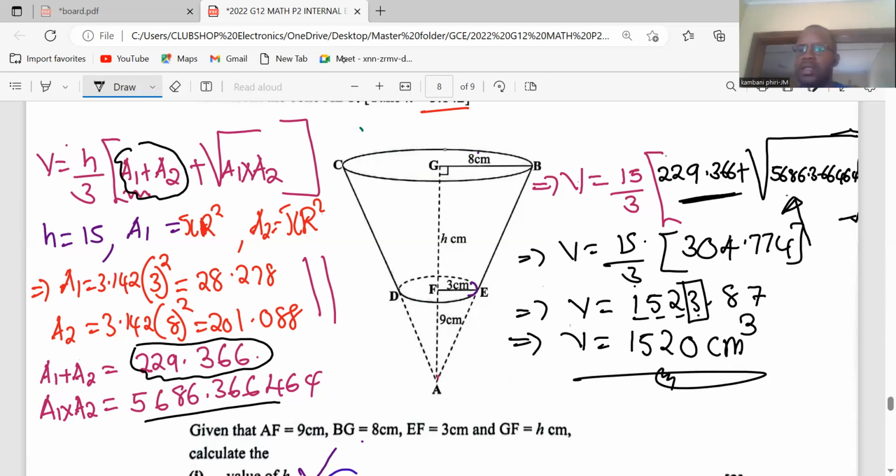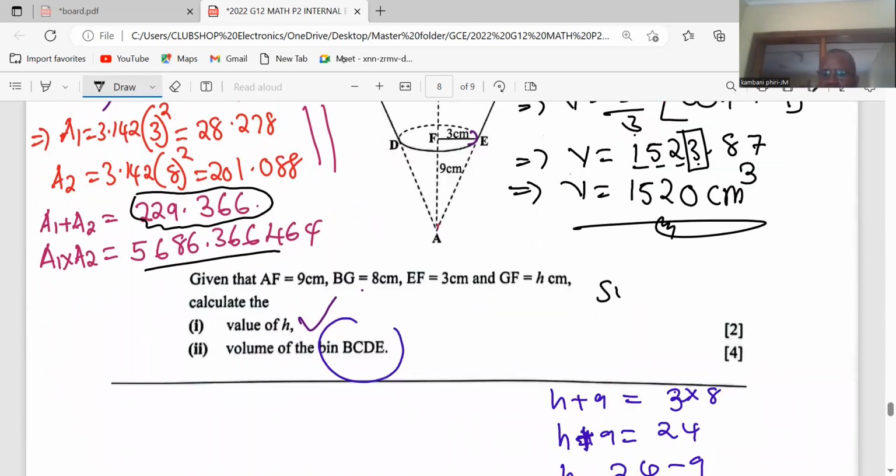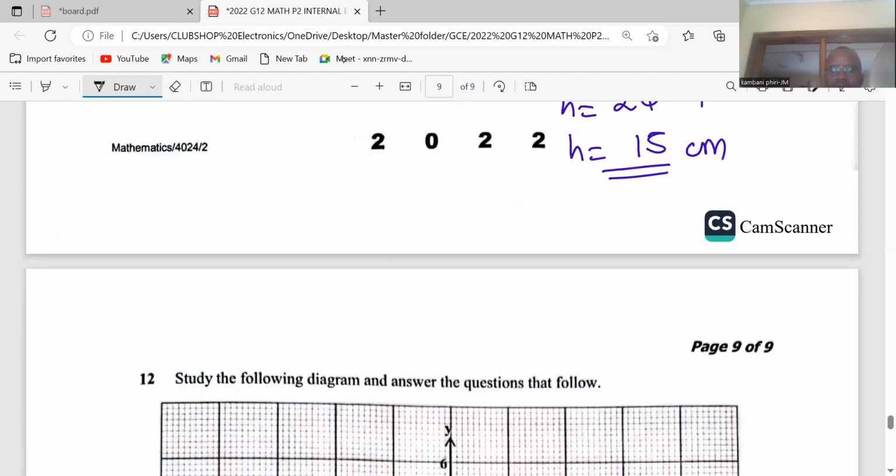Okay, thanks so much. This is where we end for this presentation. I hope I've managed to help you deal with the volume of a frustum. This formula is applicable to any frustum, whether it is of a pyramid or a cone. So in the next presentation, I think I'll talk about the pyramid, the volume of a pyramid.